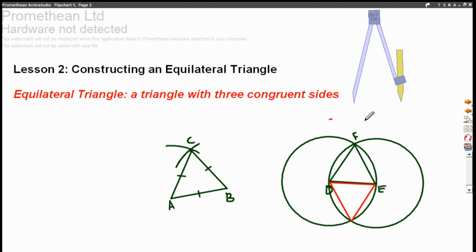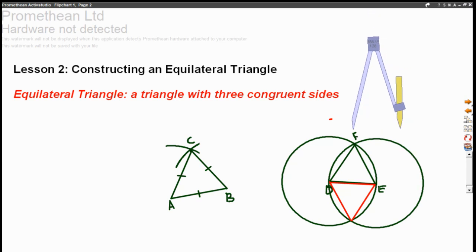All right, I hope this was helpful. Definitely practice. You should be able to quickly make an equilateral triangle using your compass and a straight edge.